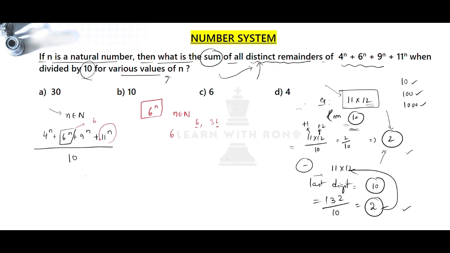Okay. See 11 power n, same, right? Whatever the value of n, for 11 power n you'll always get the unit digit 1, or the remainder 1. Take n value 1, you'll get 11, n value 2, 121. See, the last digit is 1 only, right? So whatever the value of n, when 11 power n is divided by 10, you will get remainder 1. So our expression became 4 power n plus 9 power n plus 6 plus 1, that is 7. Now we need to find the different values when this expression is divided by 10.